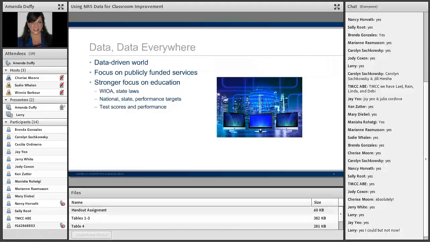What's really cool about collecting data is that we're collecting it not only at the classroom, the program, and the state level, but also nationally. And so this is helping to move from a more process-defined organization to a data-driven organization.